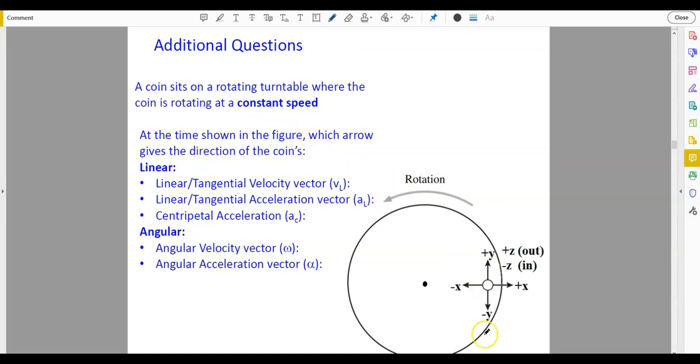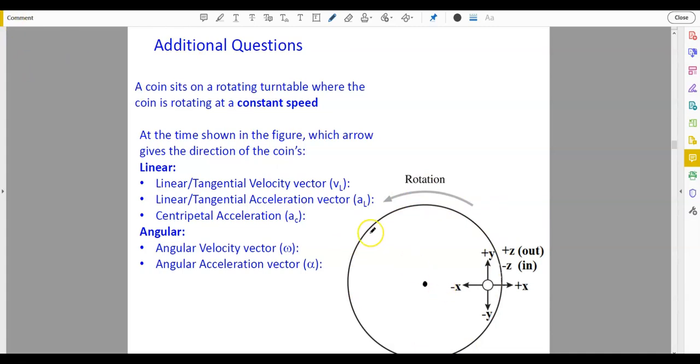What if it's at constant speed as it's rotating? This way it's going to be counterclockwise. So go ahead and pause the video and quickly answer those 5 questions. And this is a coin on a turntable that is rotating counterclockwise at a constant speed. All right, try it out.